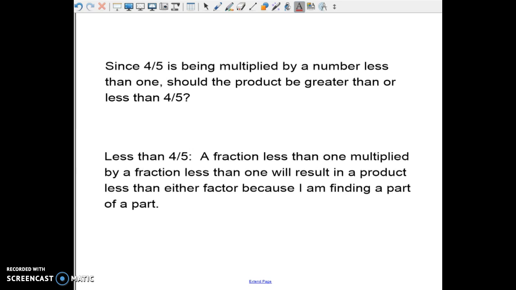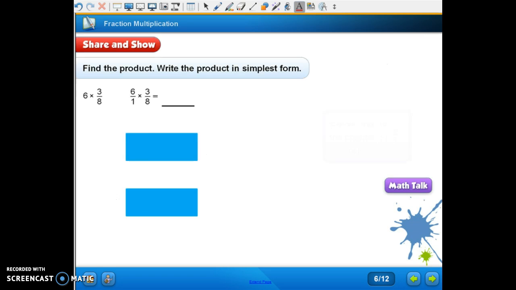Here is that explanation in words. It will be less than 4/5. A fraction less than 1 multiplied by a fraction less than 1 will result in a product less than either factor, because I am finding part of a part.